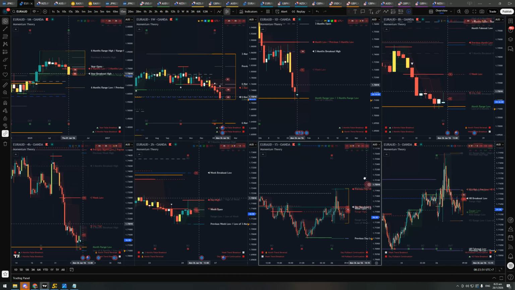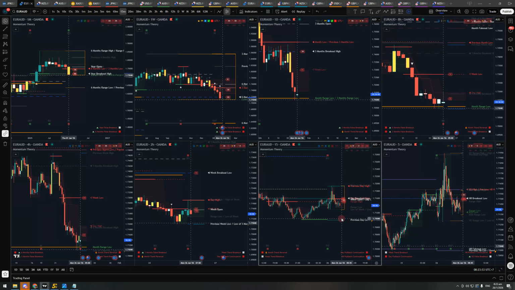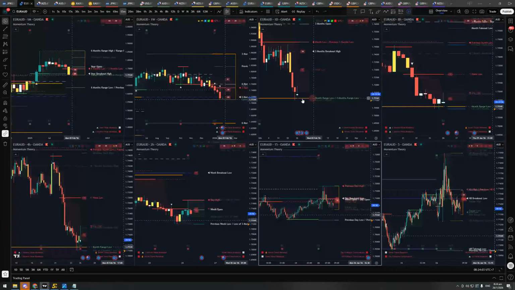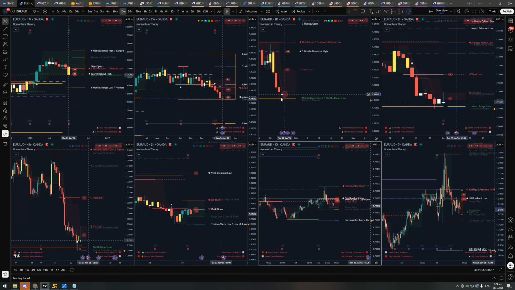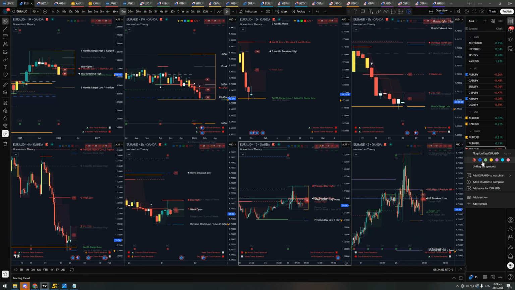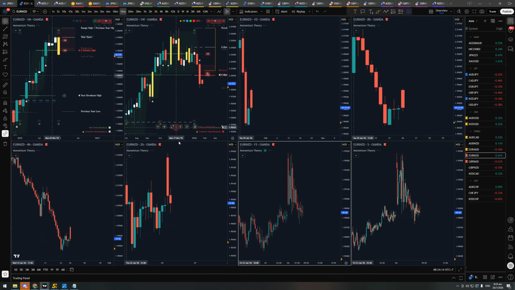So even though I like the structure, don't think I have enough R for me. So I probably wouldn't take that. Maybe if it comes up again, I might go for that. But for now, I'm not going to. I'm going to skip this one because technically, it has faked out that range. So another one that I don't really like too much.